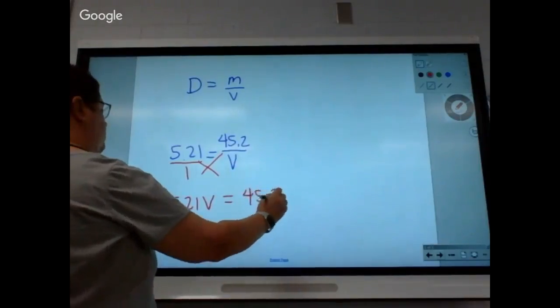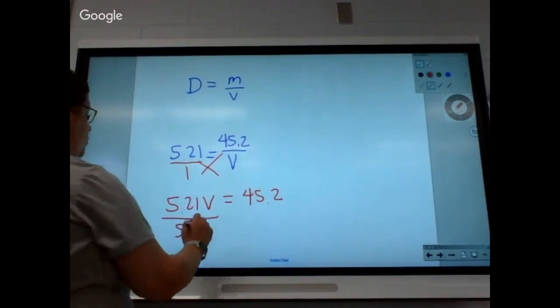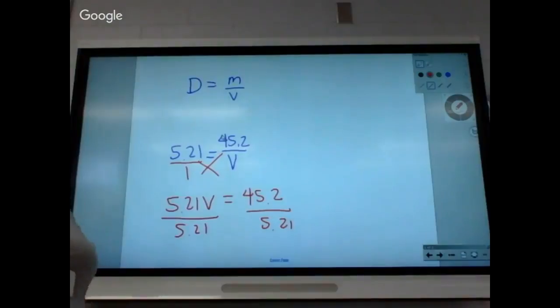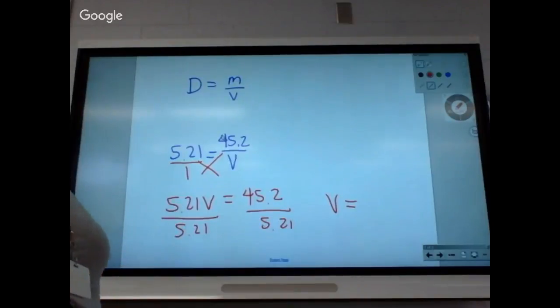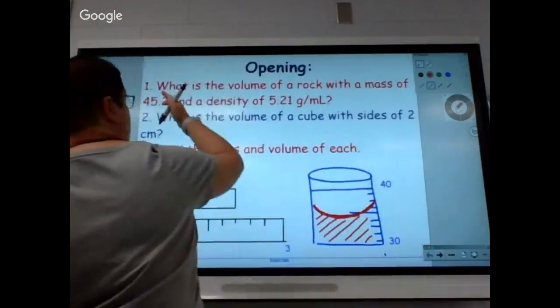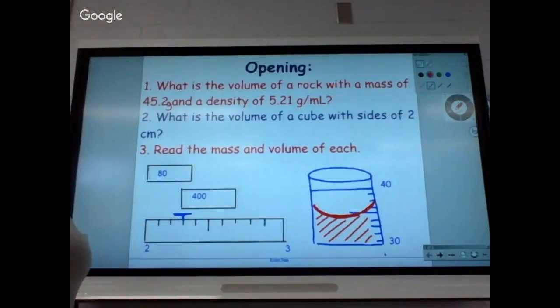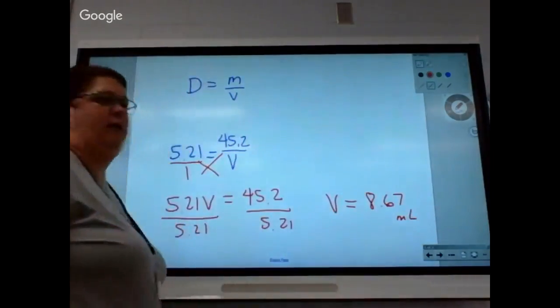All right, so now we need V by itself. So we do what? Divide by 5.21. Okay, now what do we get for V? What do we have? So when you divide, what do you get? 8.67. All right, so when we look back at our units, I left my G off. That's a gram because it's a mass. I just left it off as a typo. So it's a gram. So my 2 grams do what? Cancel out, and I'm left with milliliters. Everybody okay with that? Yes.